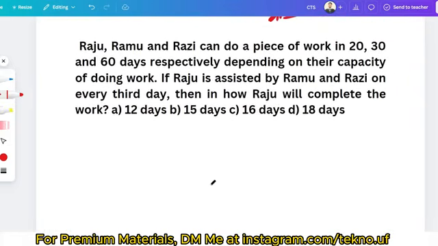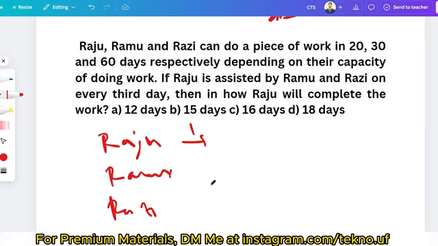Raju, Ramu and Razi can do a piece of work in 20, 30 and 60 days respectively, depending on their capacity of doing work. If Raju is assisted by Ramu and Razi on every third day, then in how many days will Raju complete the work? Options are given, so please pause the video and try to give the answer in the comment section.